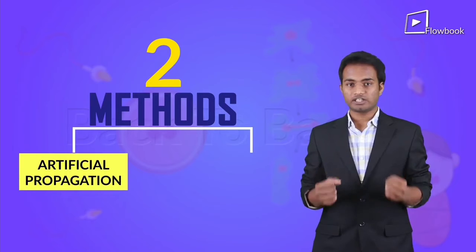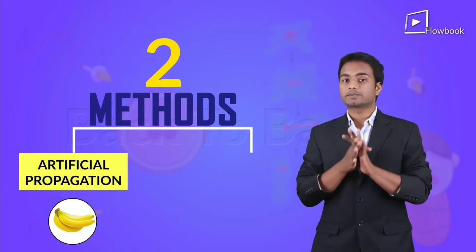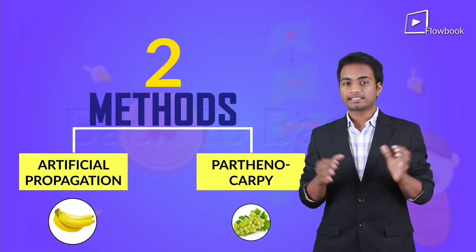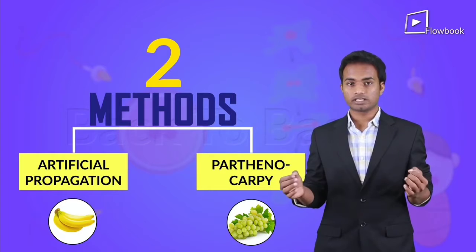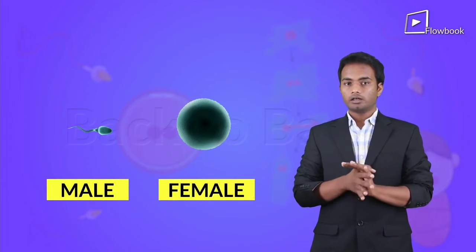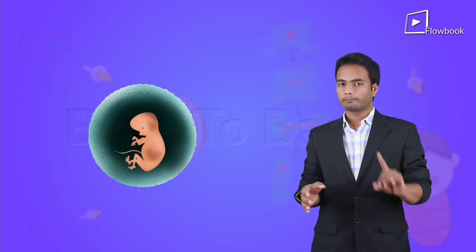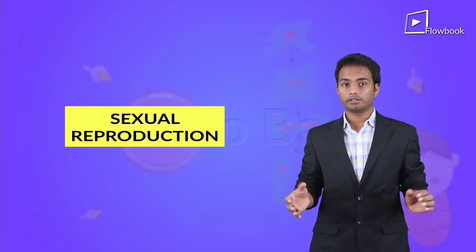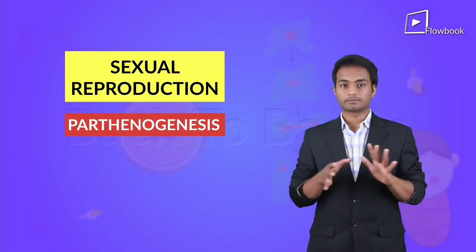One is artificial propagation, like in the case of bananas, and the second is parthenocarpy, which is the artificial or naturally induced production of fruits without the fertilization of the ovule. Now usually, for an individual to form, the male gamete fertilizes the female gamete and then the baby happens. But think of a situation where the conditions are not at all favorable for sexual reproduction. Well, that's when parthenogenesis comes into play.